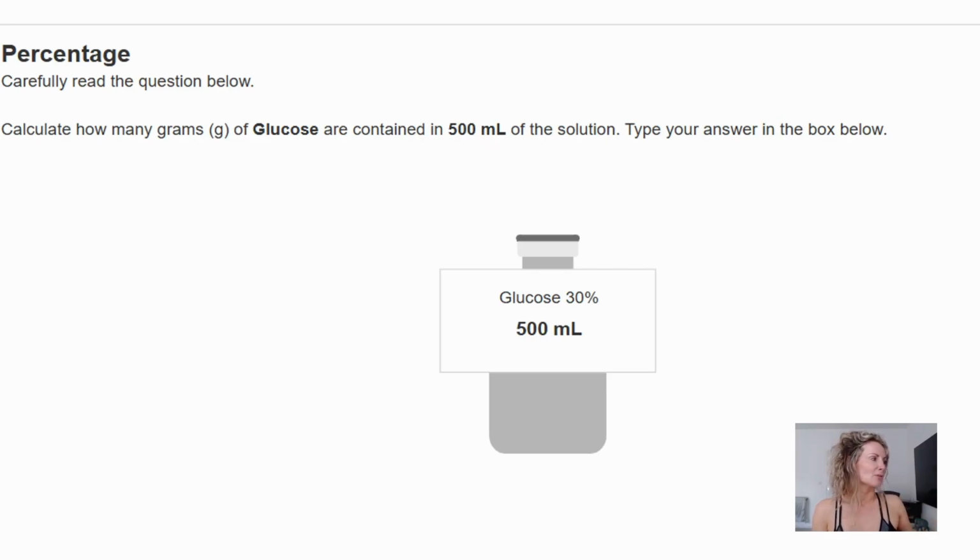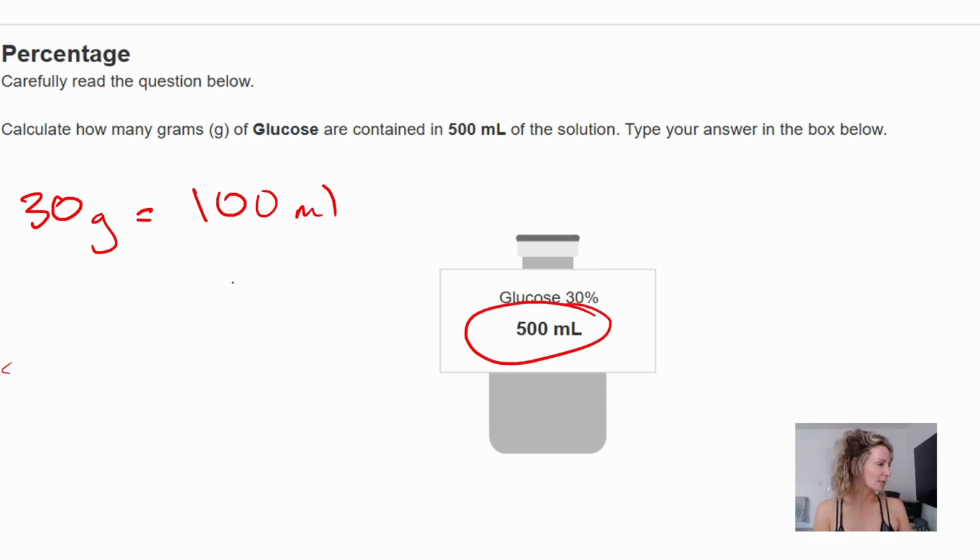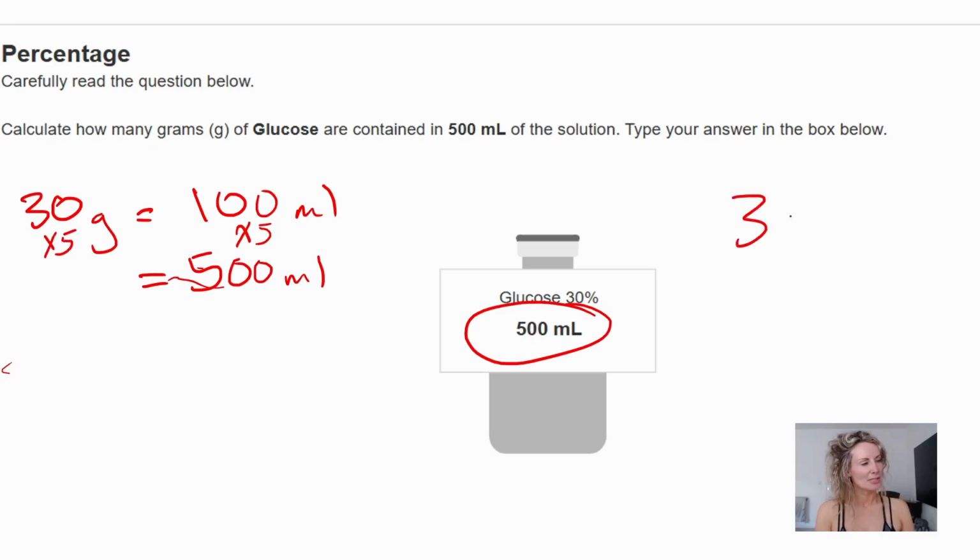Next, we would like to know how many grams of glucose are contained within 500 ml solution. So again, we are giving our percentage. 30 grams equals 100 mils. We have a look and see what is it that we would like. We would like 500 mils. What did we do? 100 to get 500? Well, we times it by 5. So we have to do the same on the other side. Times by 5. So we have 30 times by 5.